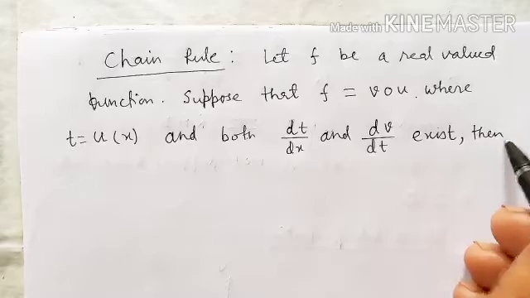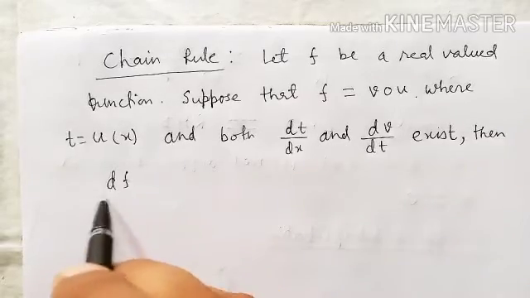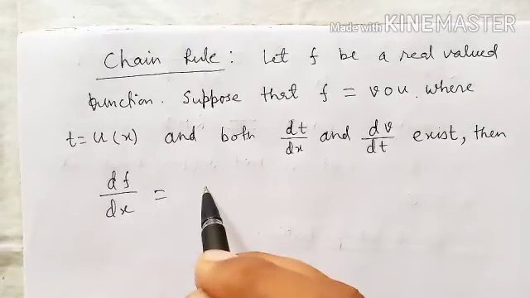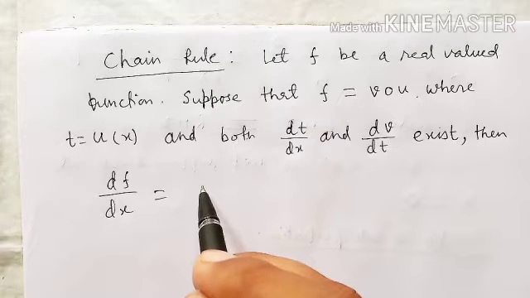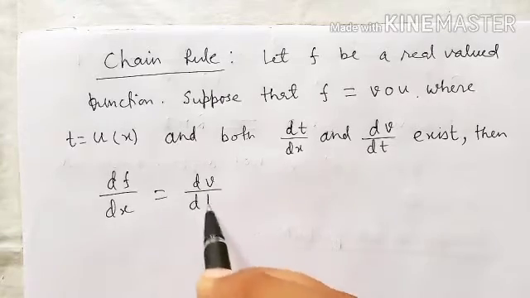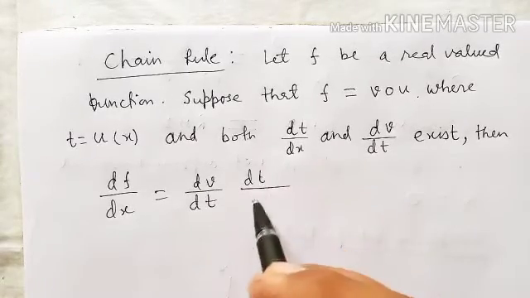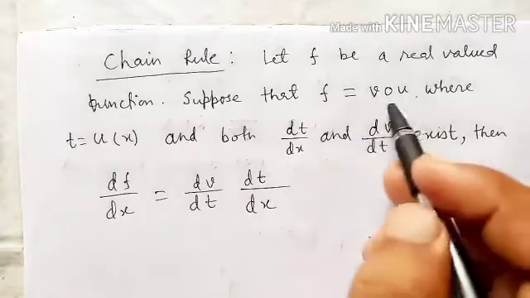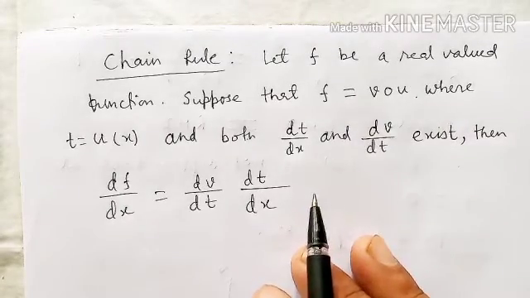Then df by dx can be written as dv by dt into dt by dx. Here only two functions are taken, but it may be extended for more than two functions.